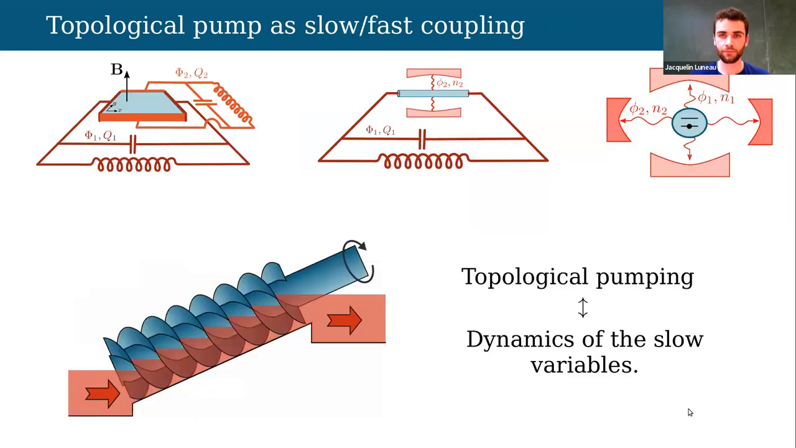So what we saw is that with this formalism, with this change of perspective, we now consider topological pumping in the dynamics of the slow variables. So we focus on the dynamics of the slow environment and not on the dynamics of the quantum system. We describe how pumping occurs and not how fast the screw rotates.